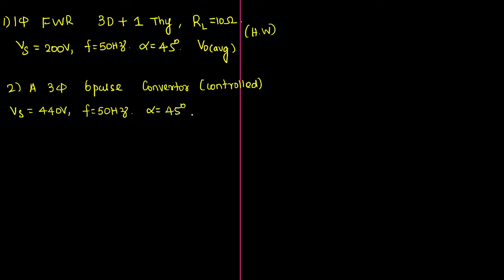Okay. Load current is given, output current I0, ripple free. First they told output current is ripple free.